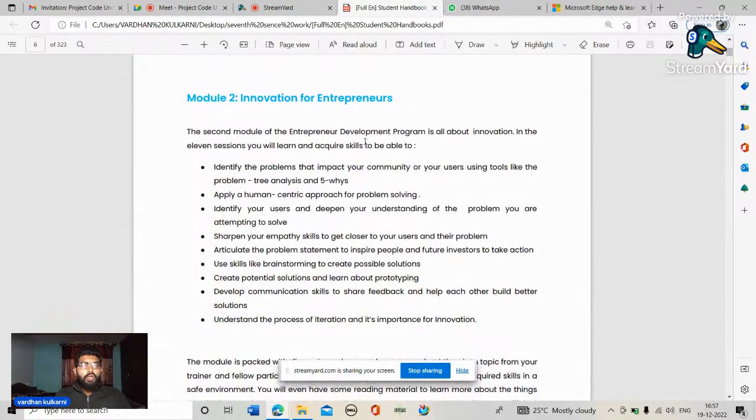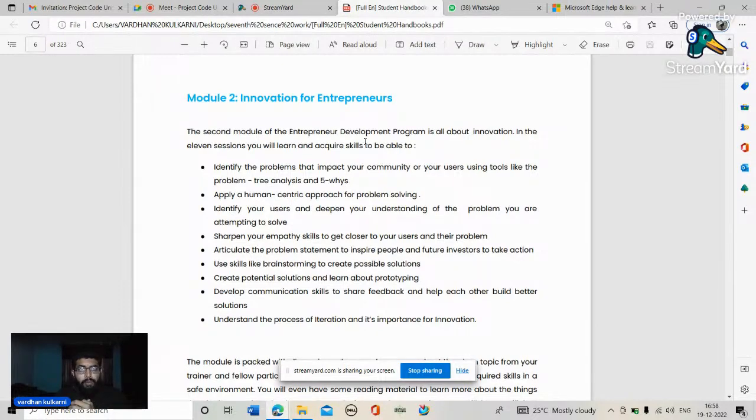And module 2, innovation for entrepreneurship, will be looking into identifying the problems, the impacts on the community or the users, using tools like problem tree analysis and 5 whys. I hope you guys know what 5 whys actually is. Okay, let's not deviate from my topic here, but let's see the next point.